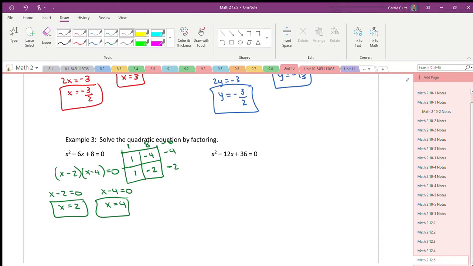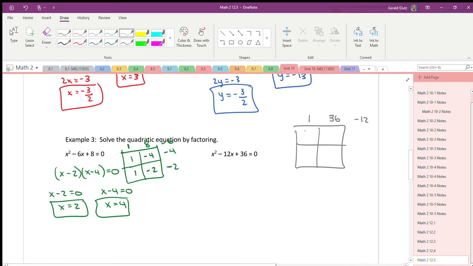And then the second part of example 3. So again, I'm going to have to factor. So I'll start off my little factor box here. A is 1, C is 36, B is -12. So this has to be 1 and 1 because those are the only two whole numbers that'll multiply together to equal 1. So then I need two numbers that multiply to equal 36 that also add up to -12.